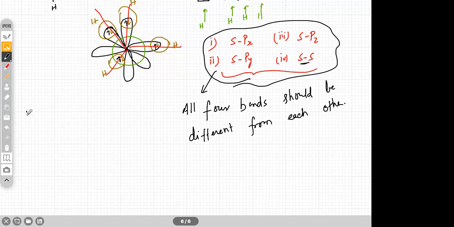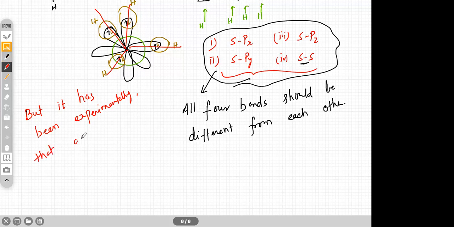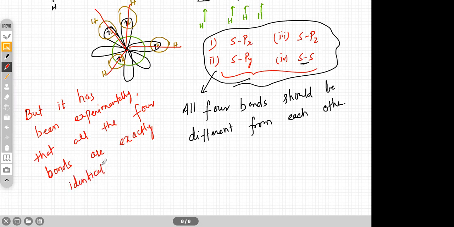So this was the conclusion according to valence bond theory. But it has been observed experimentally that all the 4 bonds are exactly identical. Hence VBT fails to explain the bonding in CH4. Is it clear? Any doubt in this?